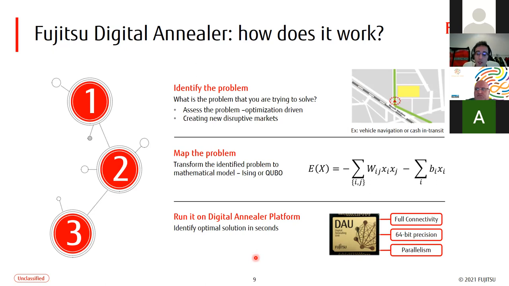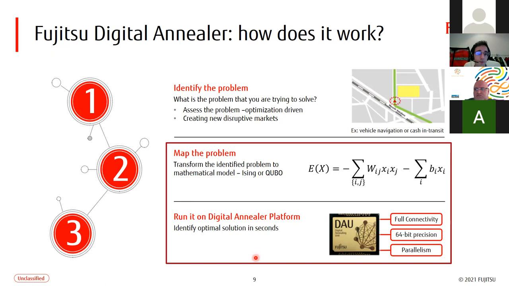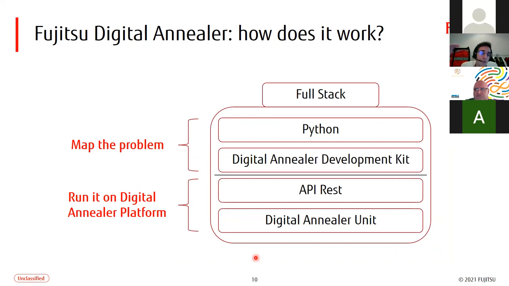Okay, so the main parts are the second and the third one. Okay, mapping the problem into a QUBO model and then running it on the Digital Annealer platform. So this is like the full stack of Digital Annealer, from the more general way to the more specific one. We have this Digital Annealer development kit that is written in Python, and we can translate this objective function and constraints of the problem into a very specific Python file, okay? And then we need to call the Digital Annealer through the REST API, and then run it on Digital Annealer and retrieve the information.